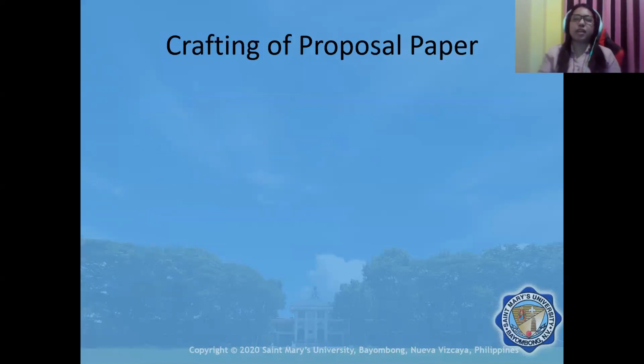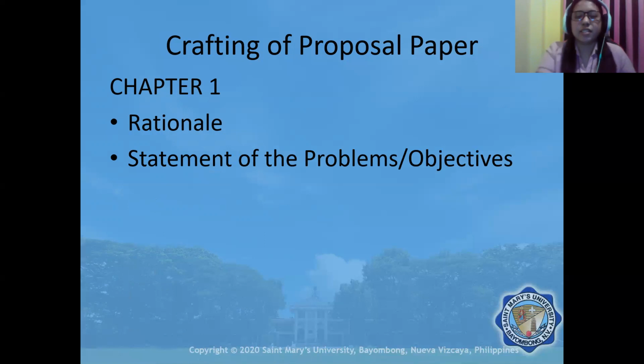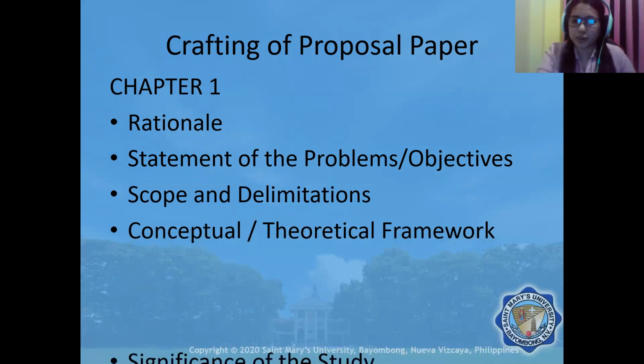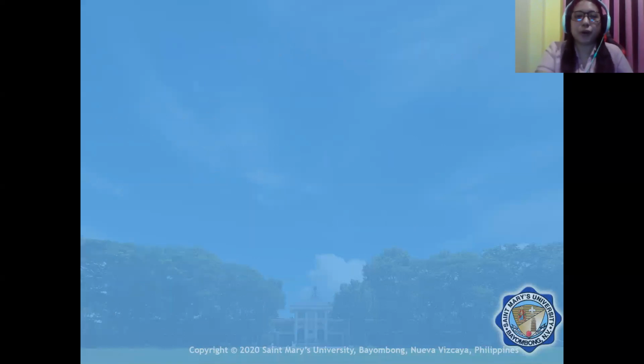Okay, so let's move to the next one, which is the crafting of the proposal paper. When you have already identified your research problem, or initial topic, working title, then you can now come up with your chapter 1. So what will be the parts of chapter 1? You have to make a rationale, statement of the problems or objectives, scope and delimitation, conceptual and theoretical framework, significance of the study, and the definition of terms. These are the common parts of chapter number 1.